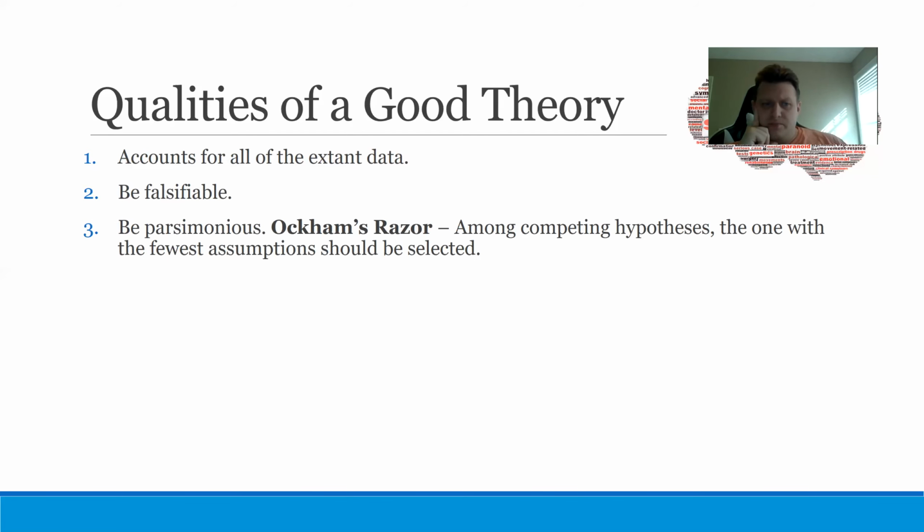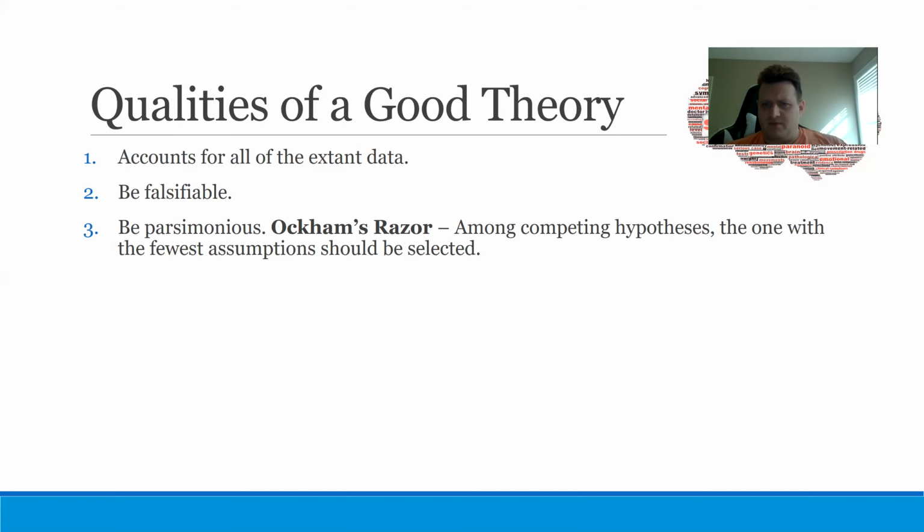Another quality of a good theory is that a theory has to be parsimonious. And what I mean by parsimonious is the theory needs to be simple. The simpler the theory, the better. Any kind of theory that we end up adopting must adhere to Occam's razor. This is named after a famous medieval philosopher, William of Ockham. And Occam's razor is this: among competing hypotheses, so if we're trying to figure out which theory we want to adopt, the one that has the fewest assumptions should be selected. So we should go with the simplest theory.